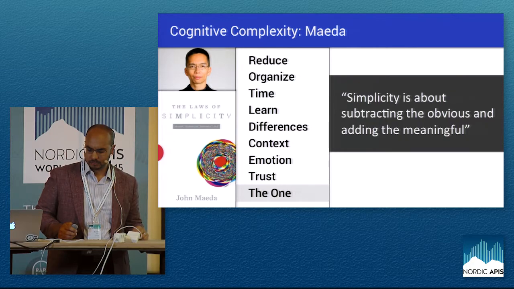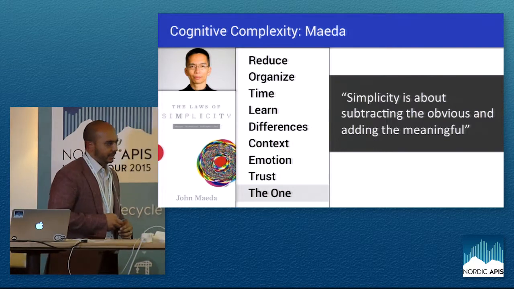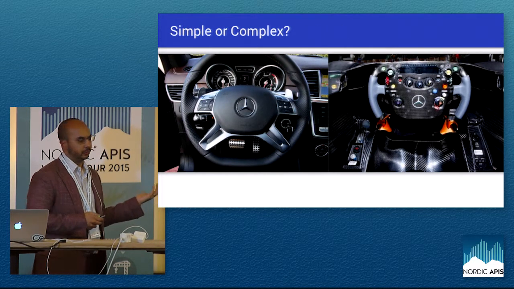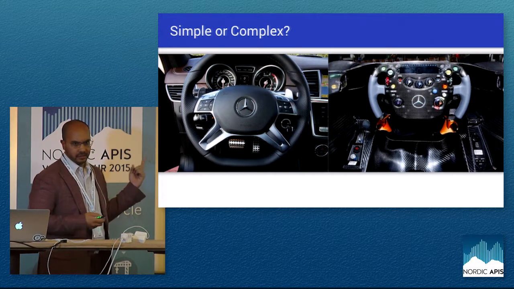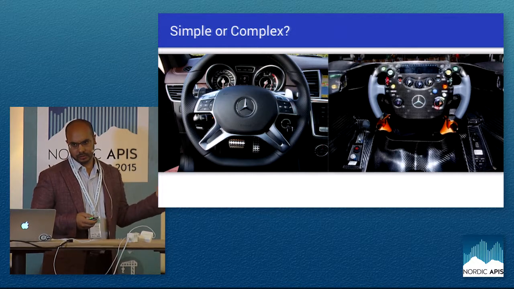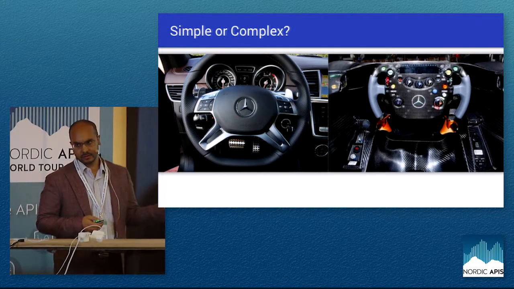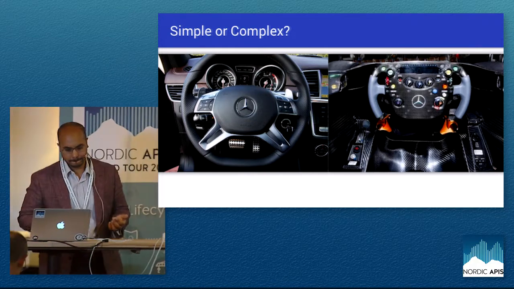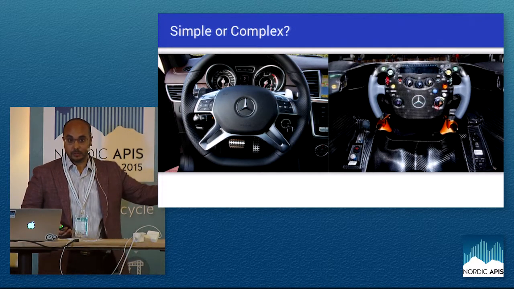All right, so what all of this means with these two viewpoints is that we could have two things. Here's two steering wheels. I think it's fair to say the steering wheel on the left is simple compared to the steering wheel on the right, because the steering wheel on the right has more things, right? It's more complex.